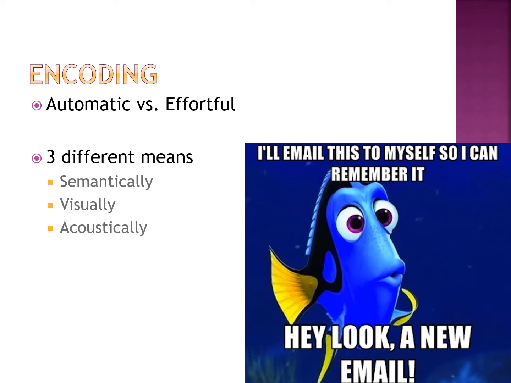So we have three ways in which we encode information. We have semantically, visually, and acoustically. Let me start with visually and acoustically first because they're a little bit easier to understand. Visually is just like, okay, I am processing this based on the picture and my ability to put that picture into my brain. It is the reason why Mr.